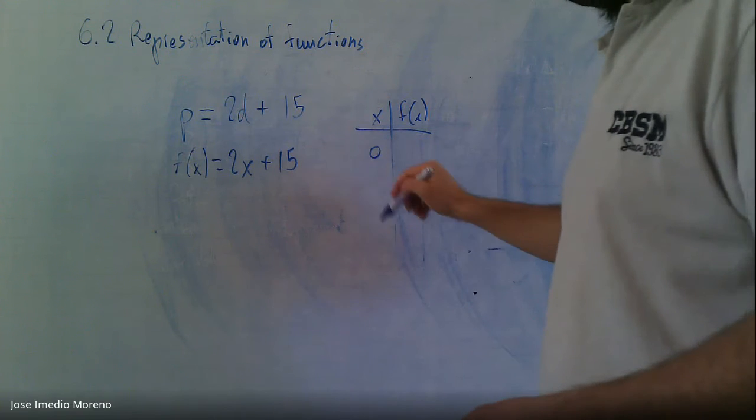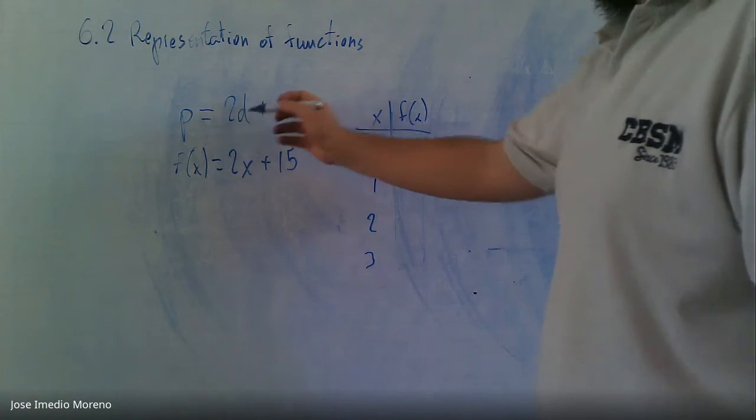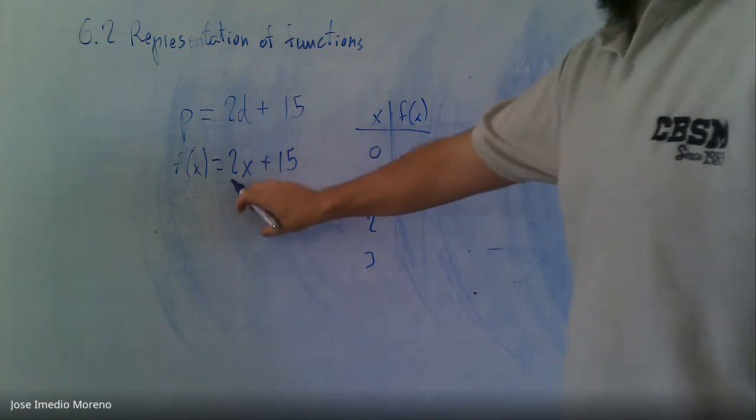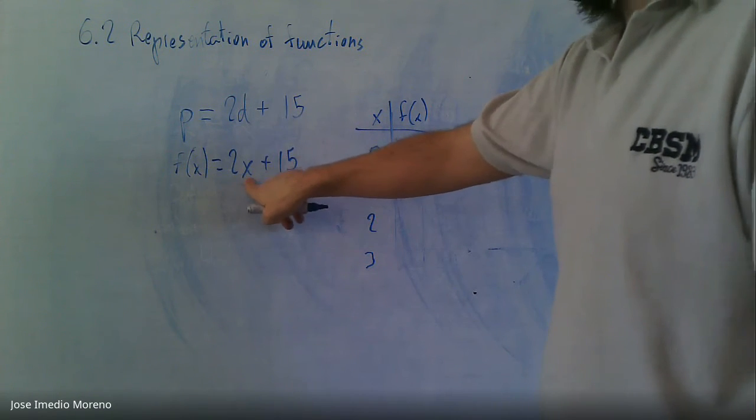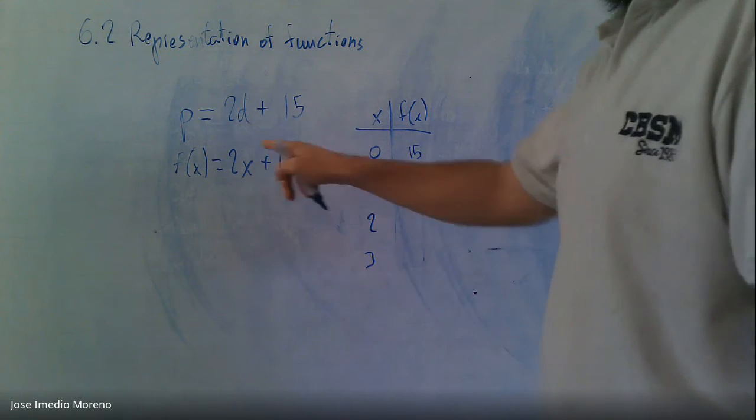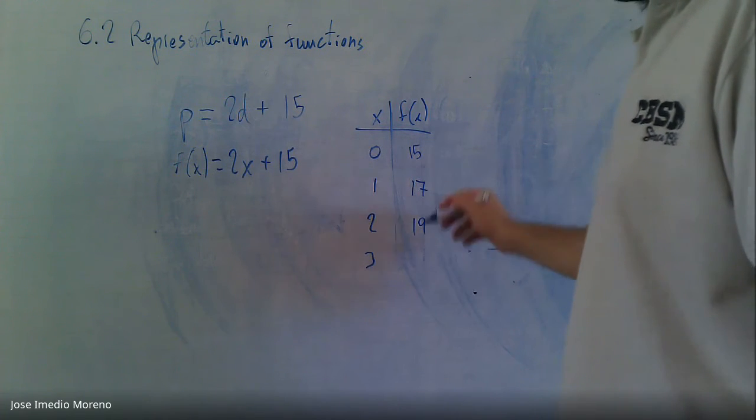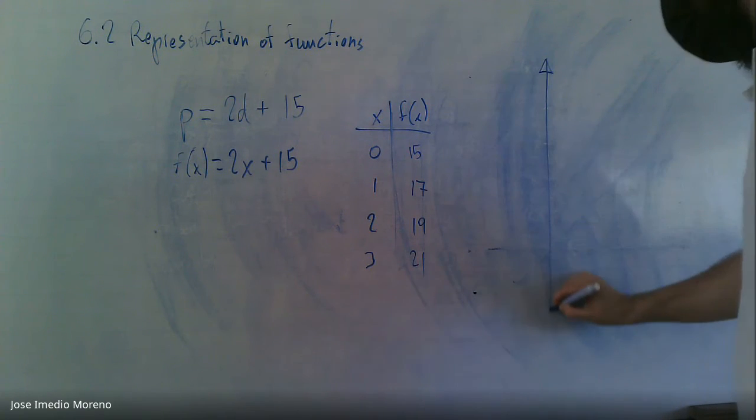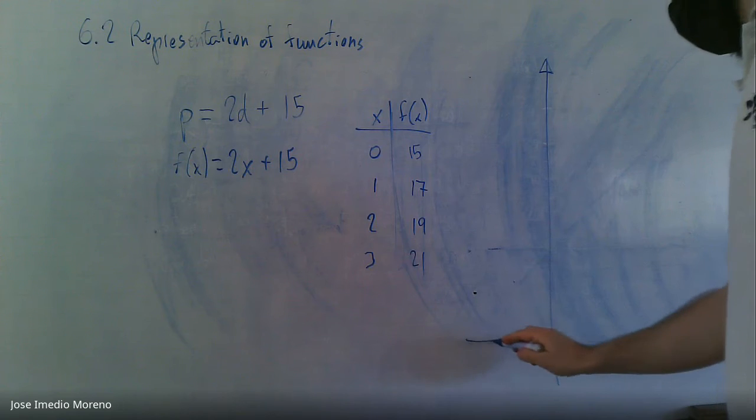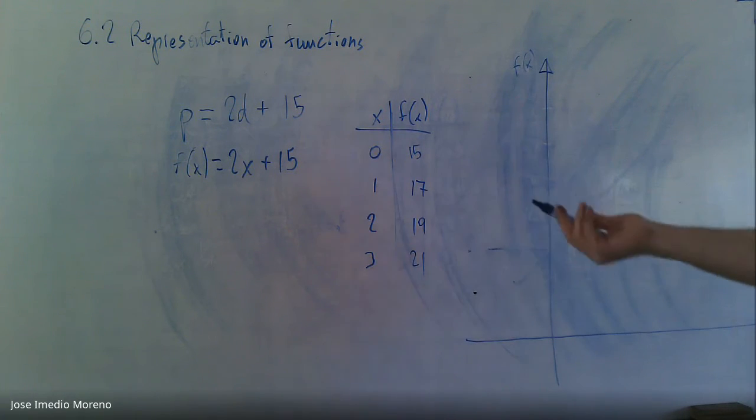If I give values 0, 1, 2, 3, for instance, when x is 0, 2 times 0 plus 15 is 15. If x is 1, 2 times 1 is 2 plus 15, 17. If x is 2, 2 times 2 is 4 plus 15, 19, and so on. So 21 here. Let's make the axis, x, f of x. Here, the first point is 0, 15.